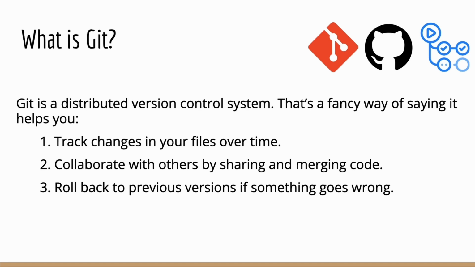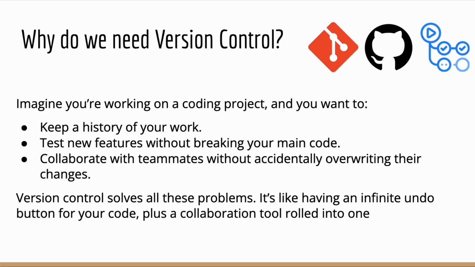So seeing as we're talking about version control, why is it that we need version control, particularly in our modern day environment? Well, imagine you're working on a coding project and you want to keep a history of your work. You want to test new features without breaking your main code. And you want to collaborate with teammates without accidentally overwriting their changes, right? Version control solves all of these problems. It's like having an infinite undo button for your code, plus a collaboration tool that's all rolled into one.